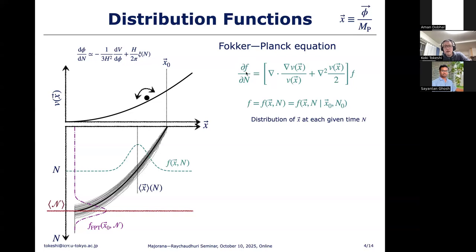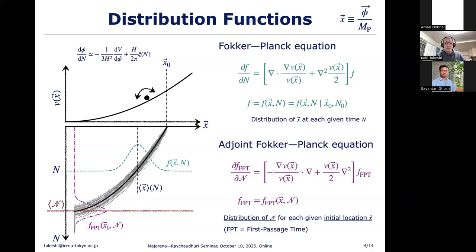So the solution to this Fokker-Planck equation f describes the distribution of the field value at each given time n, starting from some initial condition, initial time. And another important distribution function is a solution to the adjoint Fokker-Planck equation. Because, again, due to the presence of stochastic fluctuations, the duration of inflation, I mean the time from the initial location to the end of inflation, where the slow-roll condition is violated and the inflation ends, is also promoted to a stochastic number. And this duration of inflation has a corresponding distribution function, which is the solution to the adjoint Fokker-Planck equation, like this. So the formal shape is very similar, but the meaning of the solution is very different.